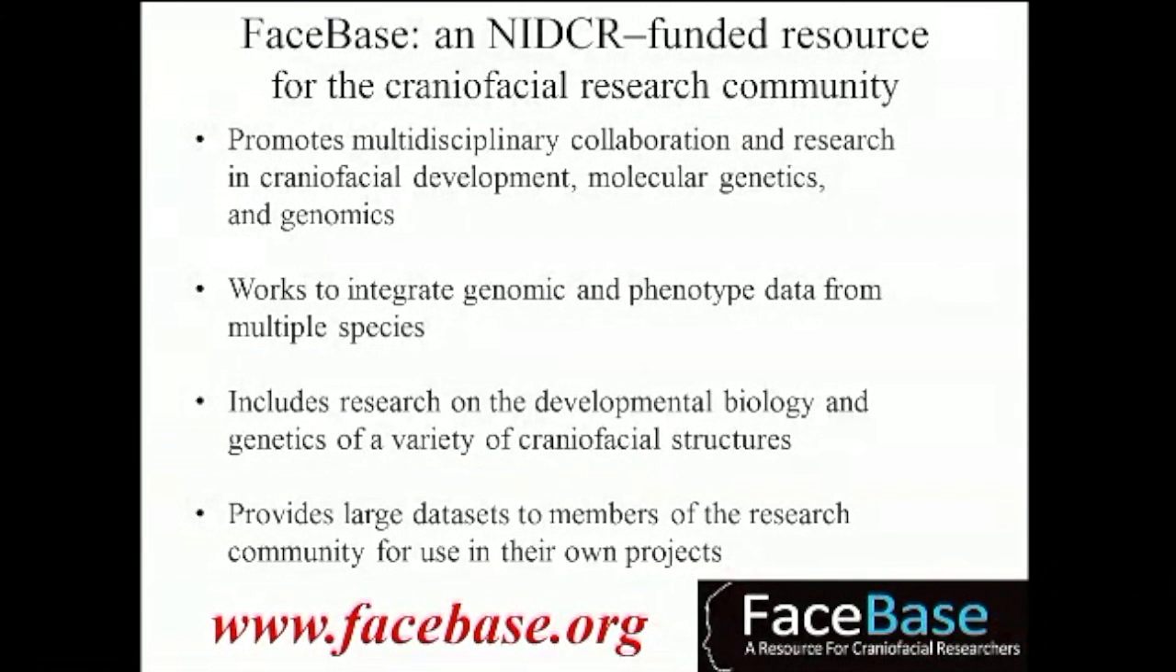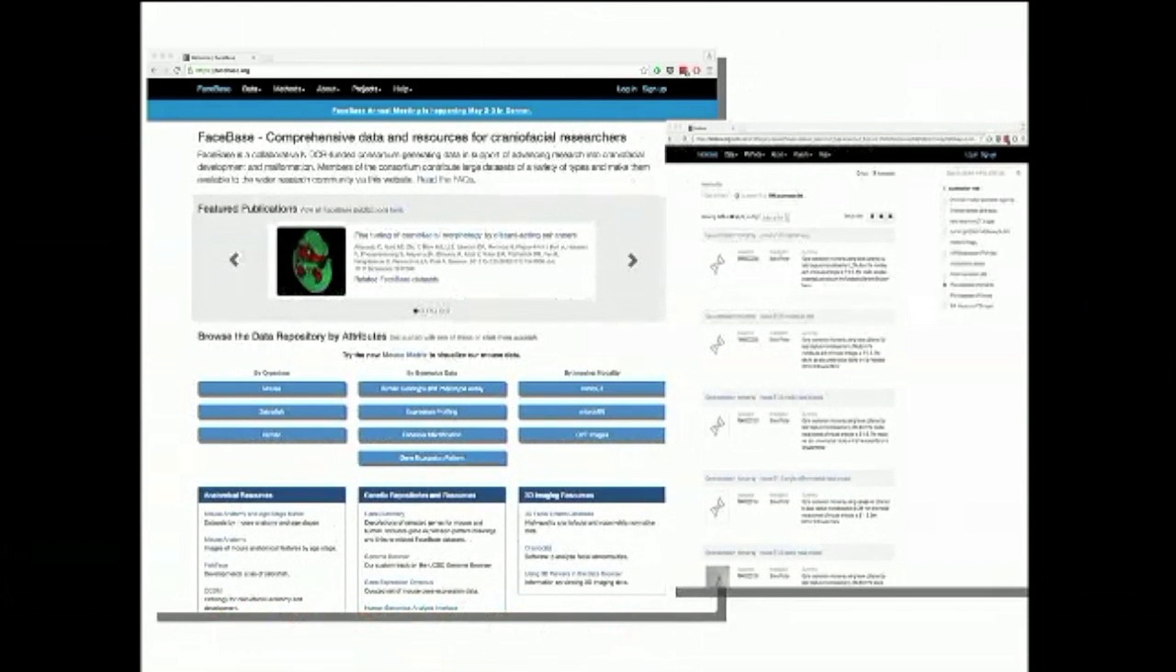Also, FaceBase is to provide large data sets to members of the research community to use in their own research projects. I think we have come quite a long way. As you will see, we have just completed our second white paper for FaceBase, and that is currently under review after we received some critical comments from the reviewers.